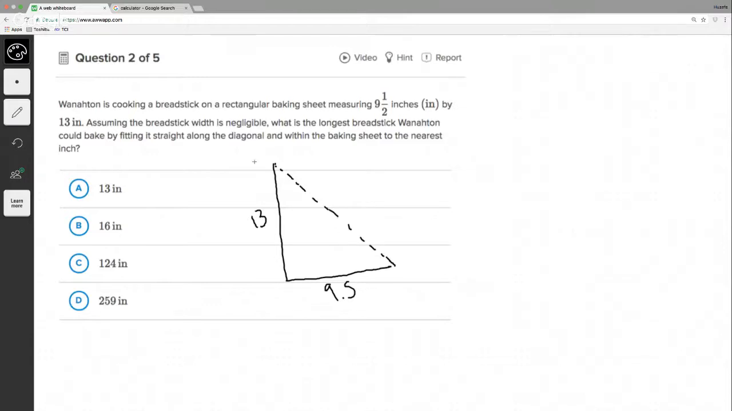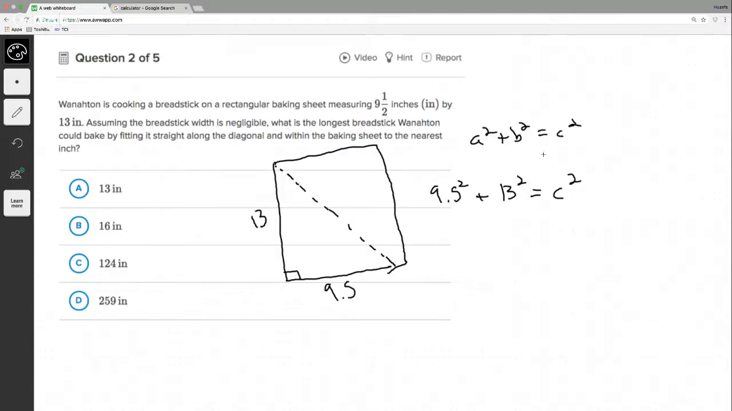Here's our diagonal, right? Because this whole thing is just like a big rectangular sheet. Oops. And we've got our diagonal. What is this? It's a right triangle again. So we're going to have to set up our same formula. It's 9.5 squared, that's a squared, plus 13 squared, that's b squared, equals c squared. Pythagorean theorem. A squared plus b squared equals c squared.